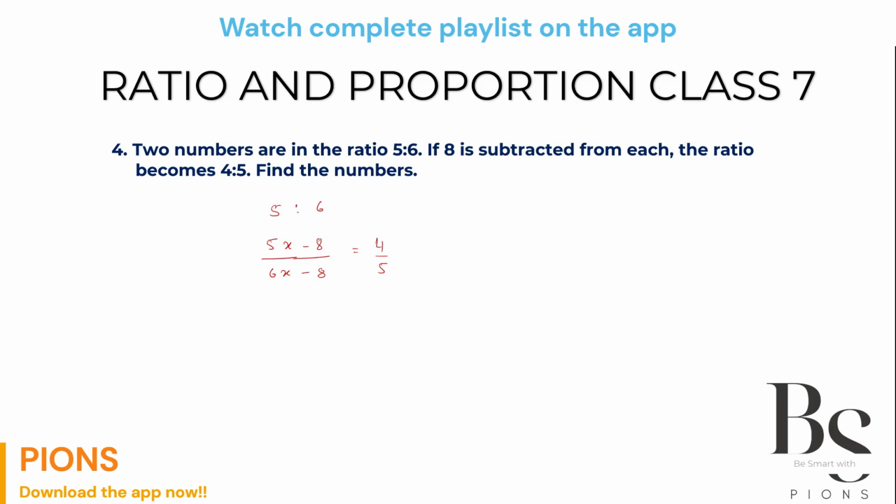And when you subtract 8, the new ratio becomes this. Let's cross multiply them. So it will be 5 into (5x minus 8), and 4 into (6x minus 8) on the other side. Now when you multiply, 5 5s are 25x minus 5 8s are 40, and 4 6s are 24x minus 4 8s are 32. Now if I take 24x to the left hand side, it will be 25x minus 24x.